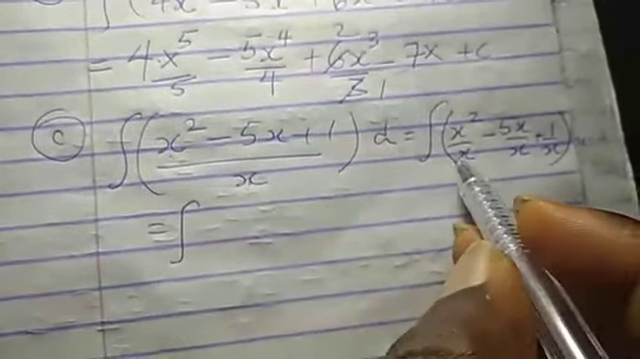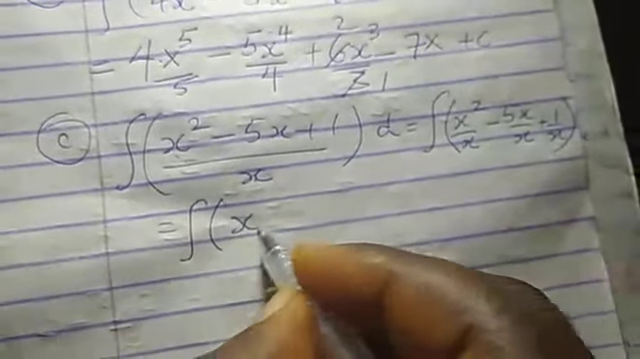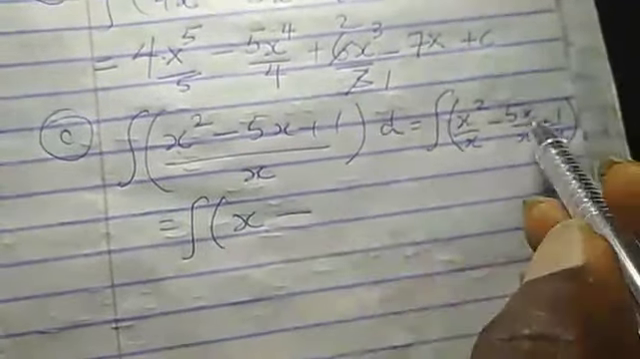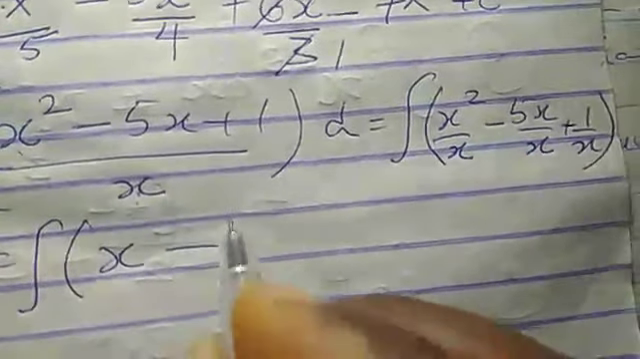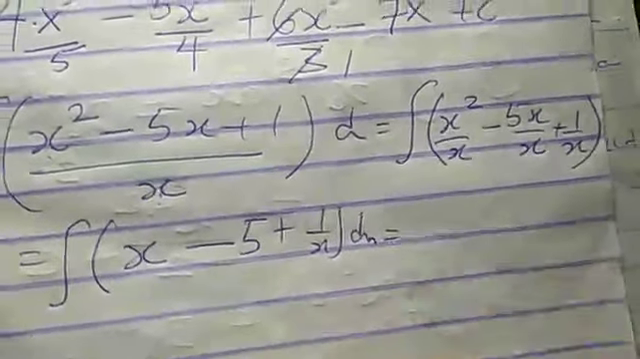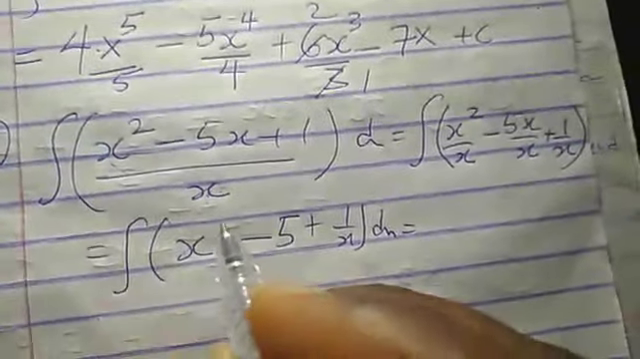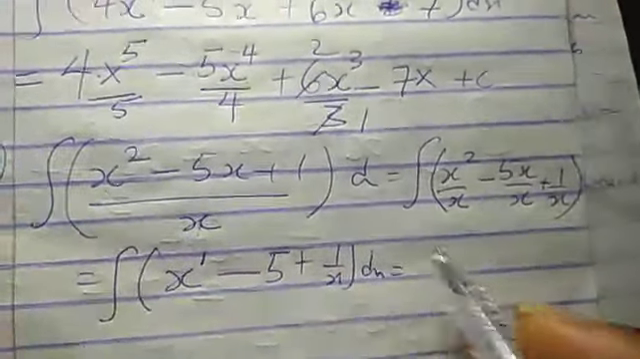So if I cancel it out, x squared over x will give me x minus x divided by x there will give me 5 plus 1 over x dx. Don't forget that this is x to the power 1. So if I integrate it, now I can integrate it. It is now in straight line form.